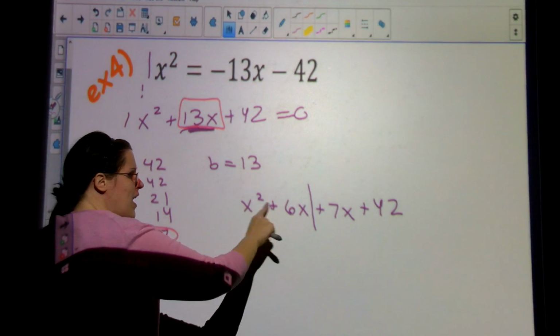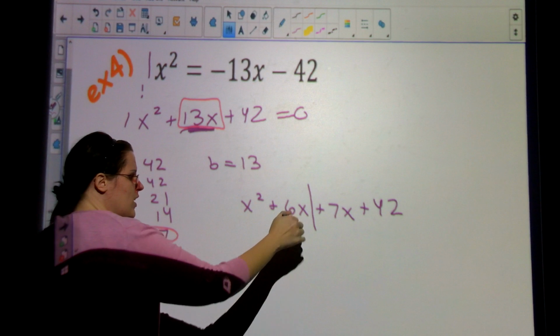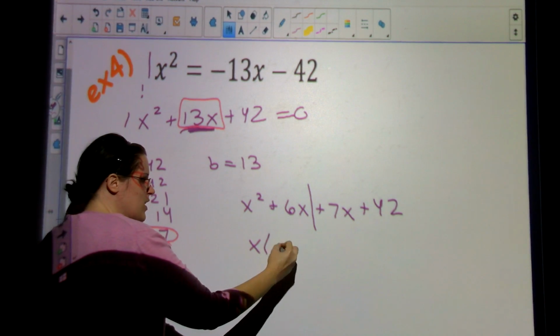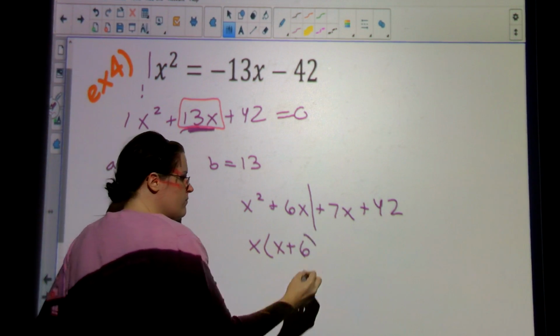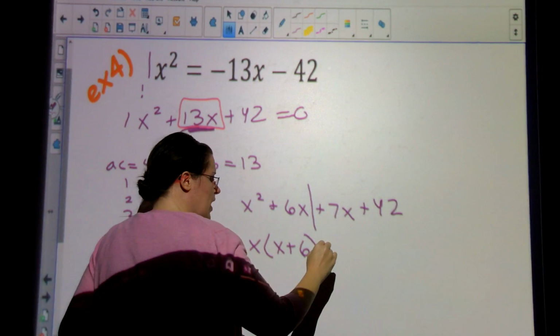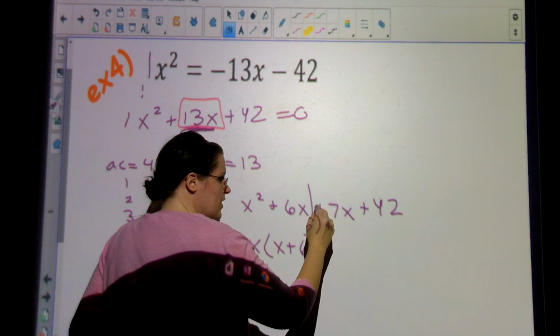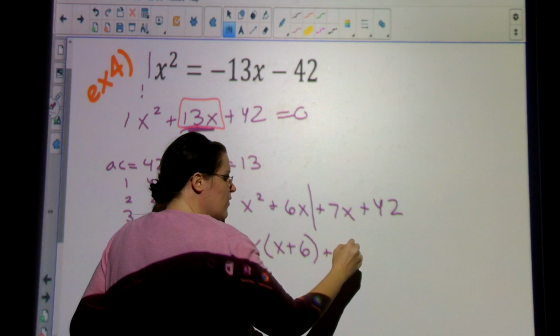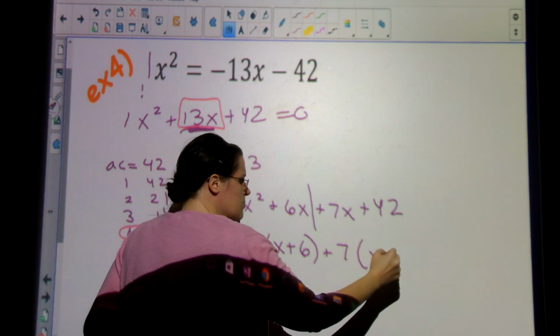What can you pull out of the front? What's a GCF? Well, I can pull out an x. I'm left with x plus 6. Over here, what can you pull out? Well, I have a plus. Don't forget that plus is still there. I can factor out a 7. I'll get x plus 6.